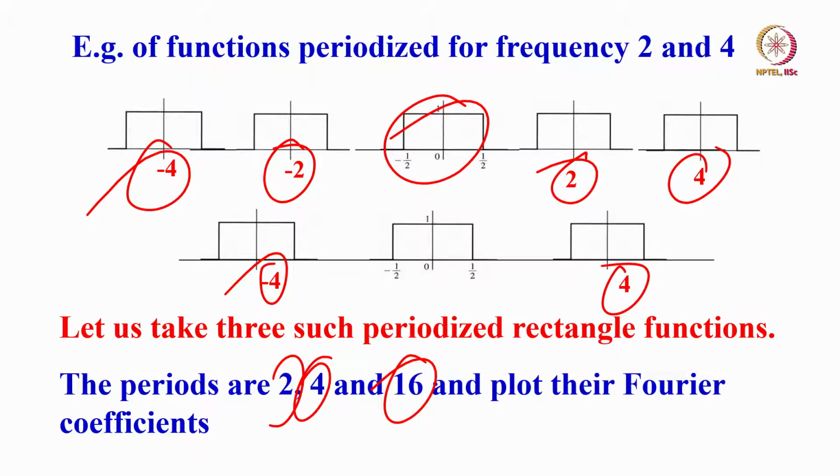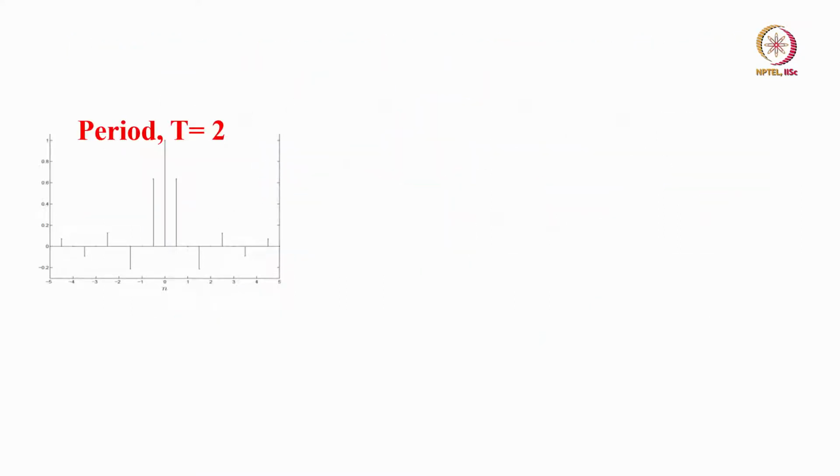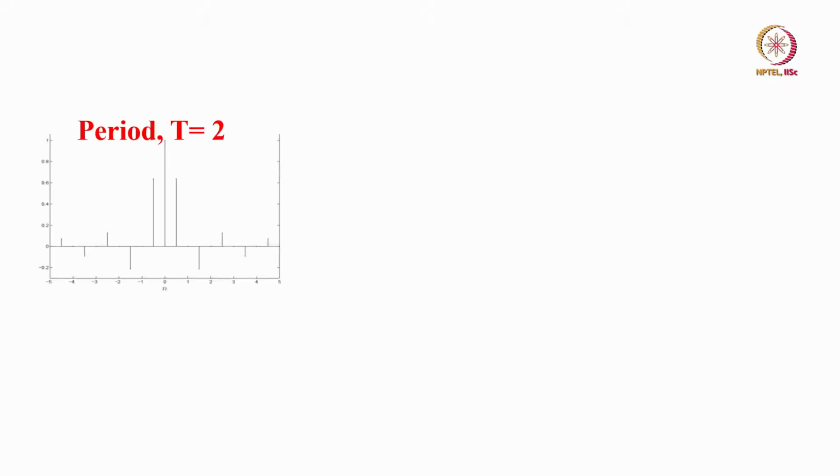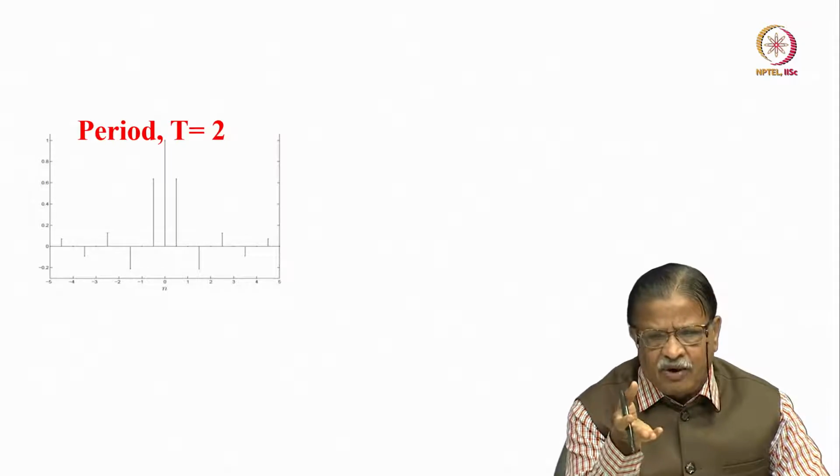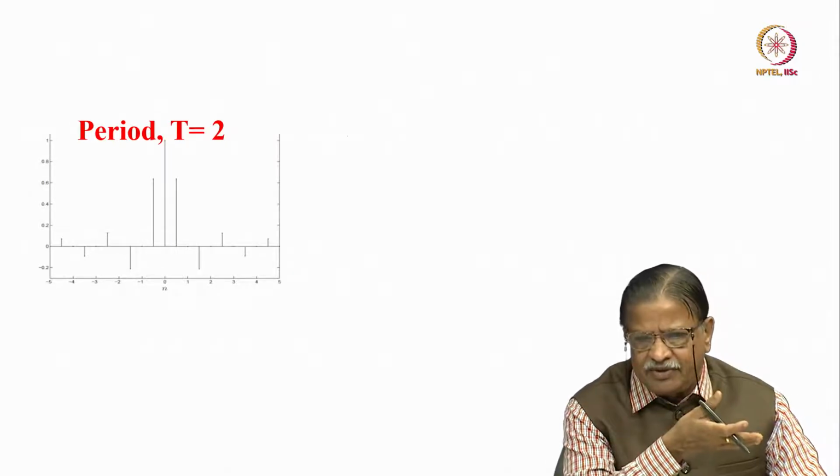That is why I want to take a bigger number, but anyway 2, 4 and 16 I have chosen. These are the periods I have chosen. I deliberately periodized this type of function at 3 intervals. Now, what I will do is calculate the Fourier coefficients for this. You know how to calculate the Fourier coefficients?